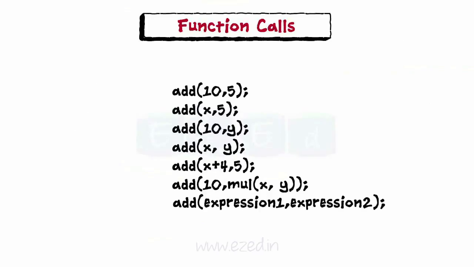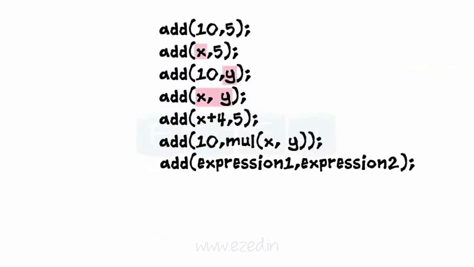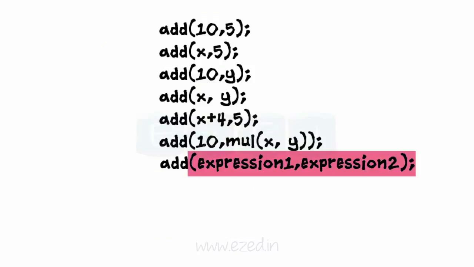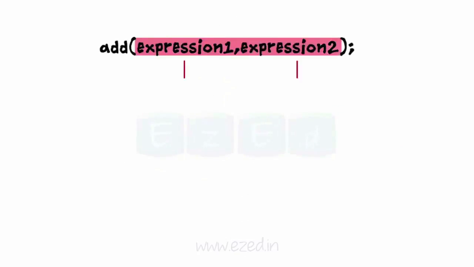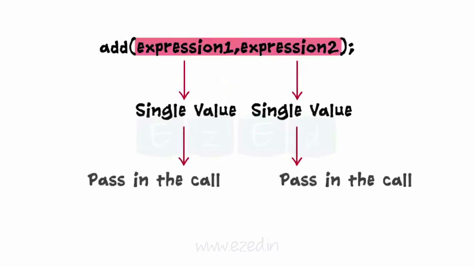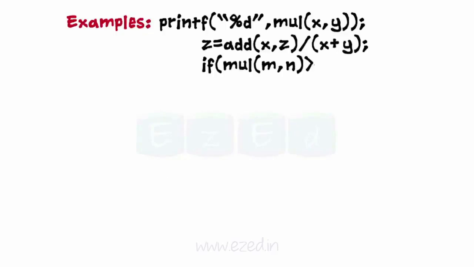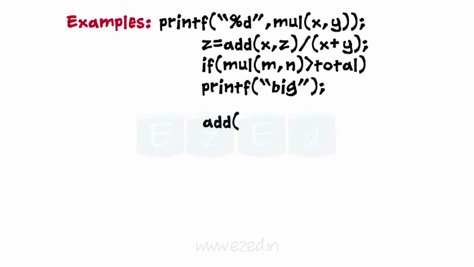There are various ways in which we can call a function. We can place the actual arguments or constants or a combination of them, or another function call, or expressions within the function call. When an expression is used in a call, it must be evaluated to a single value in order to pass it in the call as a parameter. A function which returns a value can be used in any expression like other variables. However, add(a, b) = 12 is an invalid statement.